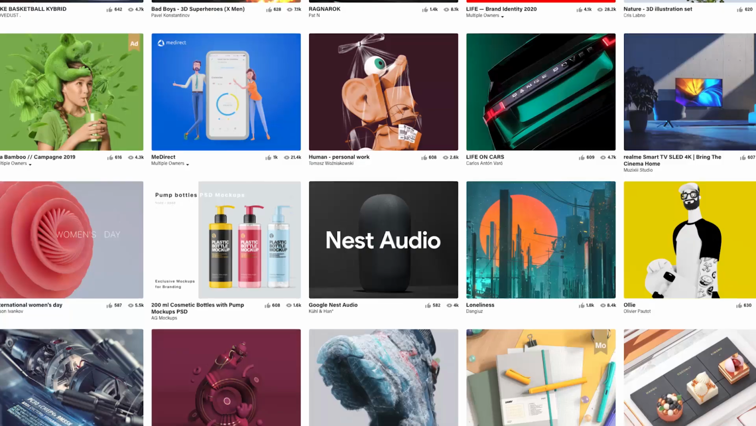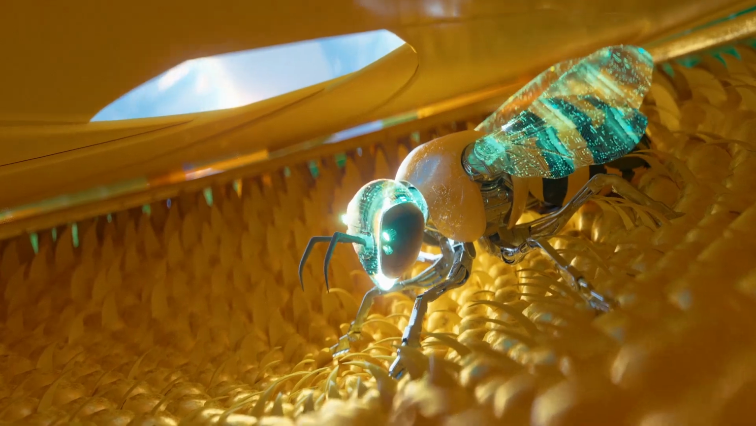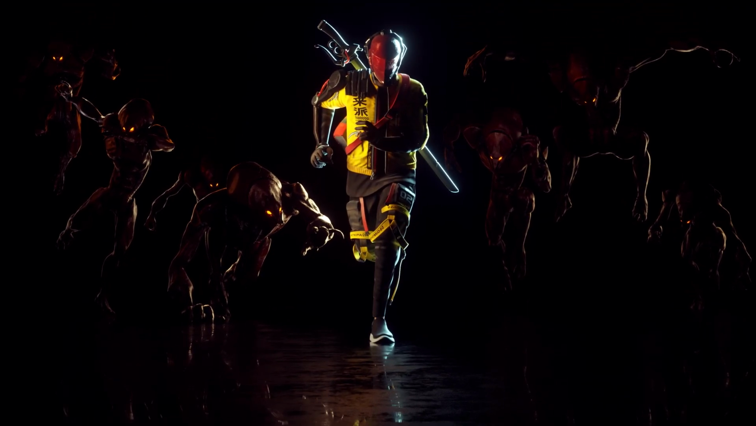Do you find yourself scrolling through social media and seeing all these amazing renders and asking yourself, how can I make incredible work like that? Do I just need to buy that same render engine the artist is using? The answer is yes. Yes, it's that easy. Just kidding. Of course, the answer is no.